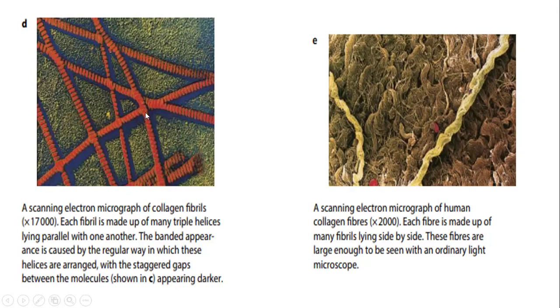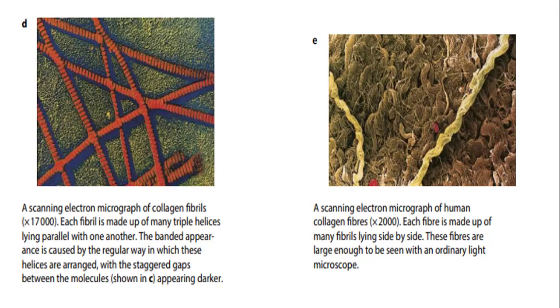Many collagen molecules form a fibril. Then many fibrils form a fiber. This is still a scanning electron micrograph of human collagen fibers. So these are the fibers. You can see each fiber is made up of many fibrils lying side by side. And these fibers are so large that you can even see them with an ordinary light microscope.